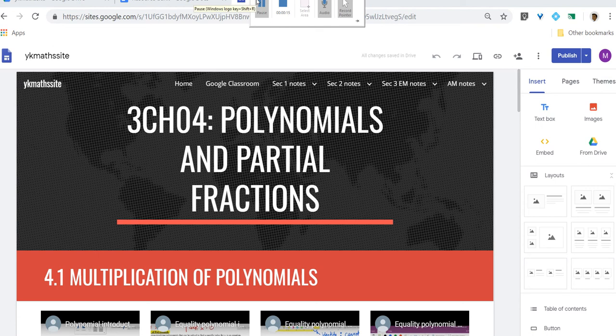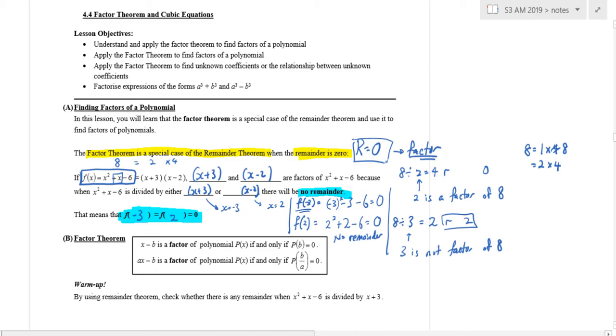Okay, we are doing factor theorem, so let's start. Yesterday, before the lesson ended, we talked about factor theorem, so let's recap. Factor theorem is talking about when I divide by something, what happened to the remainder? There's no remainder, right? There's no remainder, and hence the birth of factor theorem.